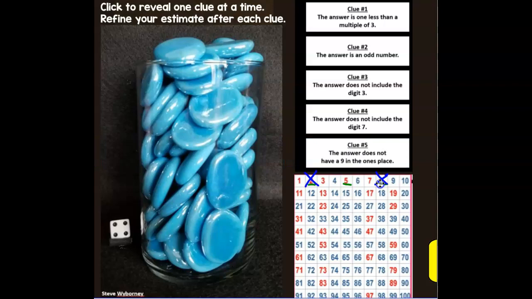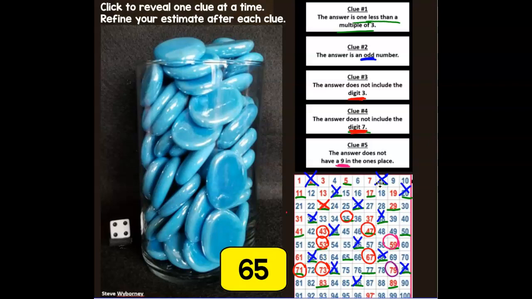And clue 5. The answer does not have a 9 in the ones place. So no 9 in the ones place. Go ahead and make your final answer, your estimate that you are going to lock in. Here we go. Here is our solution. 65 would be our solution.